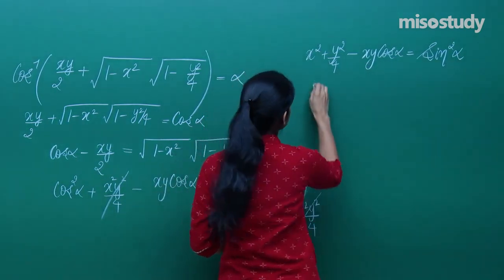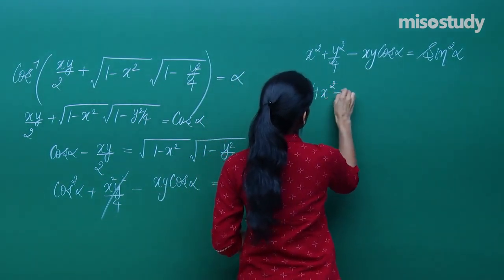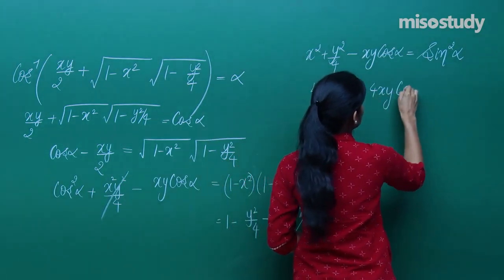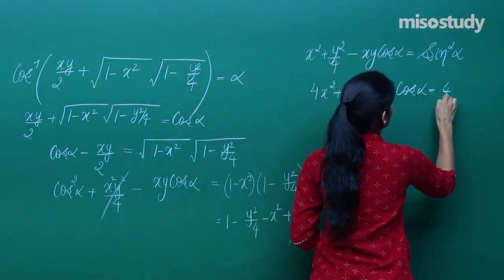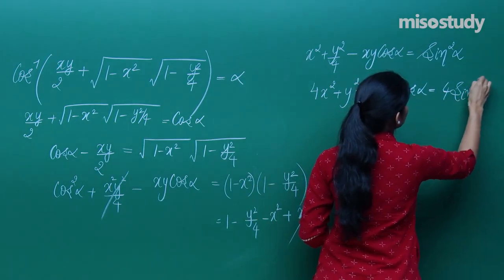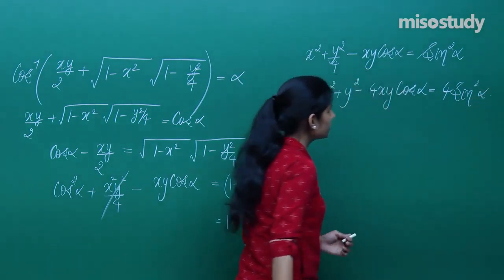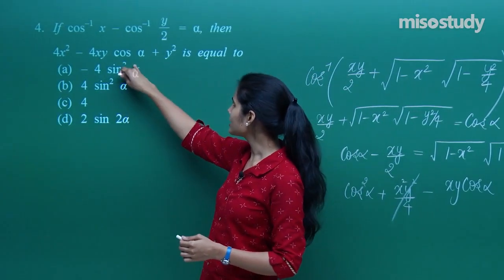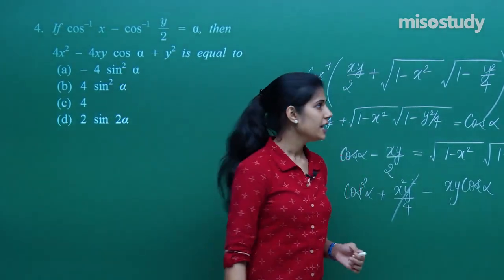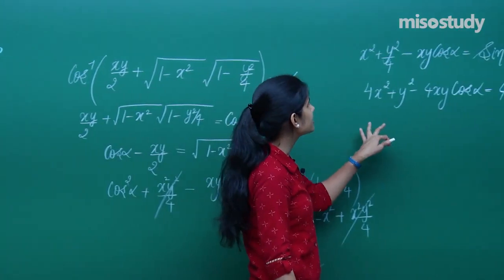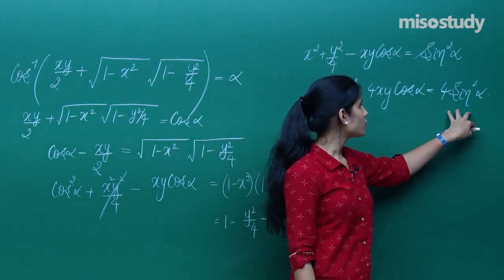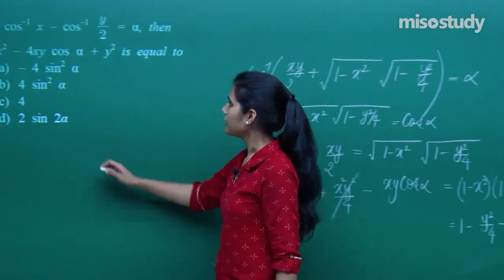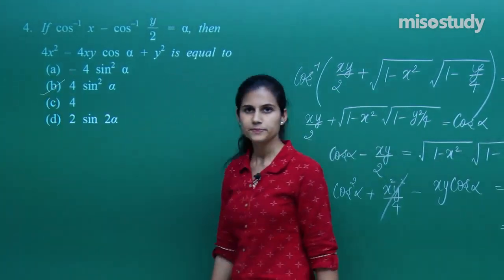Fine, if you take out the LCM, you get 4x square plus y square minus 4xy cos alpha is 4 sine square alpha. So the question was, what is 4x square minus 4xy cos alpha plus y square? And the answer is that this expression is actually equal to 4 sine square alpha. Clear? That is my solution.